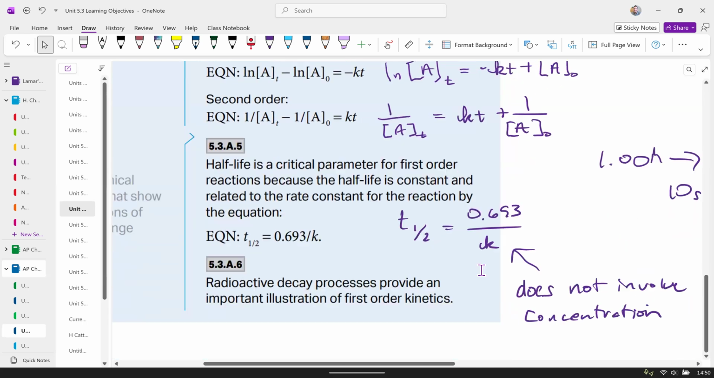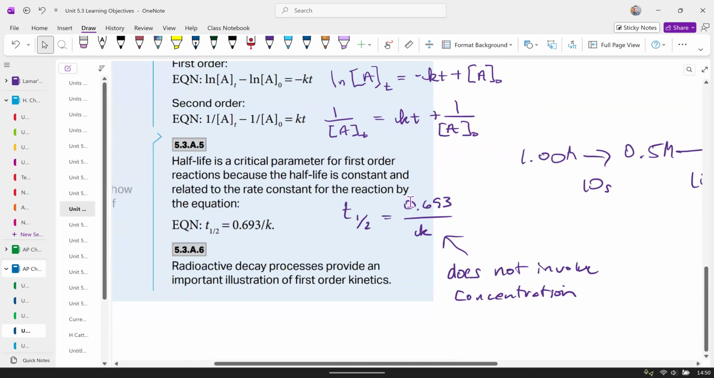And then the last thing that we're going to look at is half-life, a critical parameter for, listen to this, this is the most interesting thing. Half-life is a critical parameter for first-order reactions. For first-order reactions, they're telling us these are the rules of the game. We're playing AP chemistry. We're talking about half-lives.